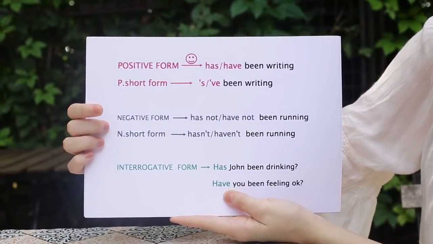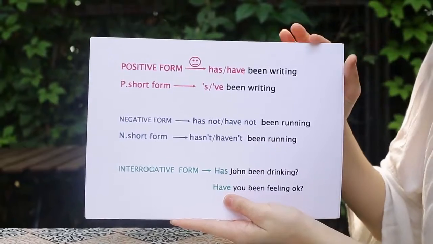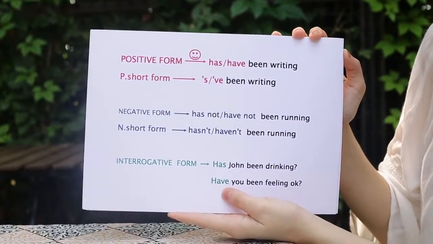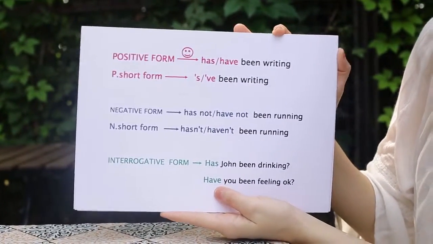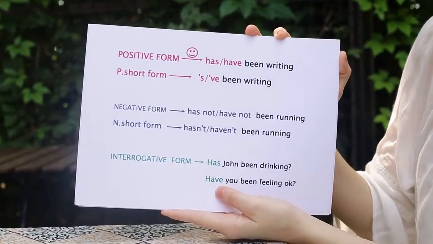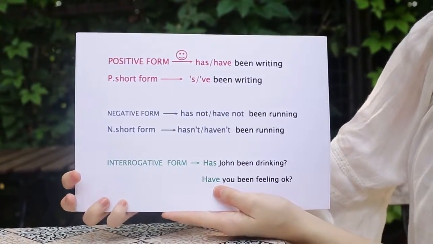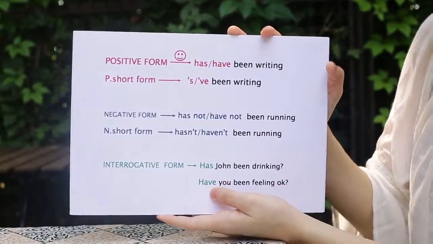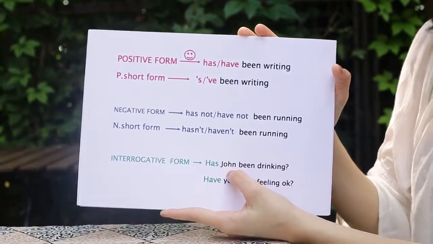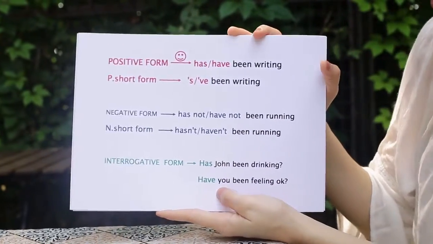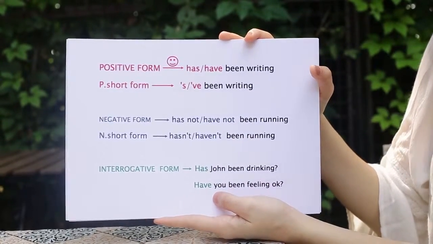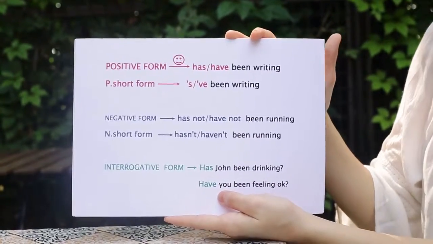We have the negative form, has not been writing, have not been writing, and the negative short forms, hasn't been writing, haven't been writing. We build the interrogative form by simple inversion of the verb has and the subject. So we get, has John been drinking? Or have you been feeling okay?